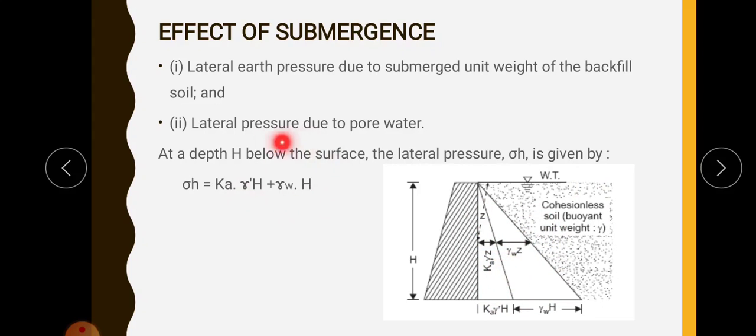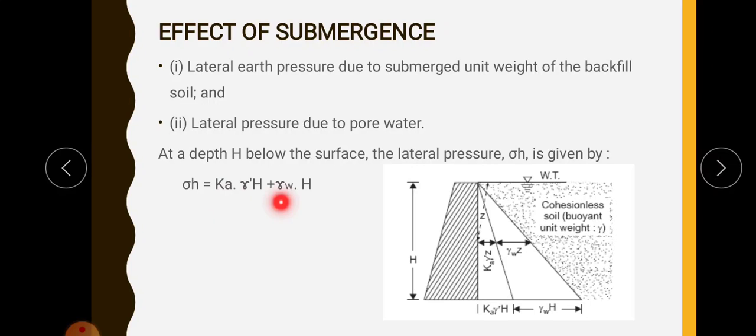So here two parameters will come, that is at a depth H, capital H, which is the total height of the retaining wall. At a depth H below the surface, the lateral earth pressure sigma h is given by, first, the earth pressure due to this backfill soil which is in submerged condition. So we have to take Ka into gamma dash into H, because the soil is in submerged condition, so we take the submerged unit weight, plus we have to take the pressure due to pore water, so unit weight of water into H. This is the same as in your at rest condition. The only change is that here it is Ka and it was K naught. Okay. So these are the same.